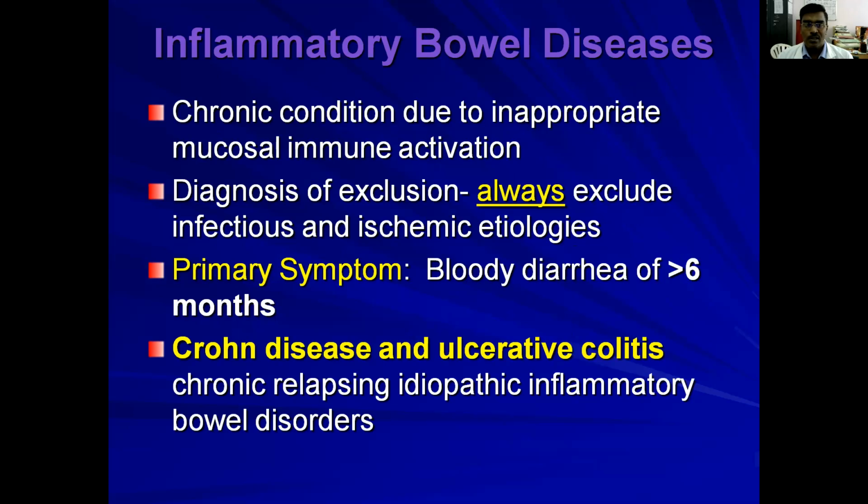The diagnosis of IBD is predominantly one of exclusion, and it always excludes infectious and ischemic etiologies. The primary symptoms include bloody diarrhea of greater than 6 months. The two important diseases which come under this category are Crohn's disease and ulcerative colitis. Both are chronic relapsing idiopathic inflammatory bowel disorders.